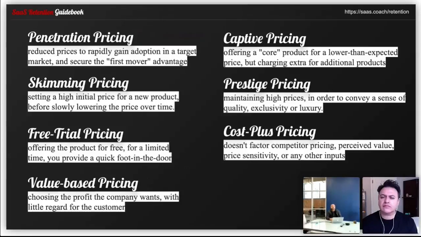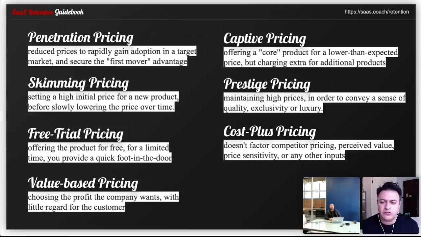This is an interesting one where you're offering a core product for a lower than expected price, but then charging extra for additional features. We see this a lot, where maybe there's some core piece that's not very expensive and gets a lot of people in the door, but then you've got products around it that you're probably charging a little extra for, and they really give that core product additional power that most people need.